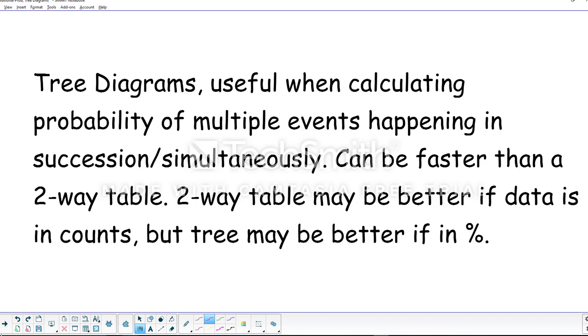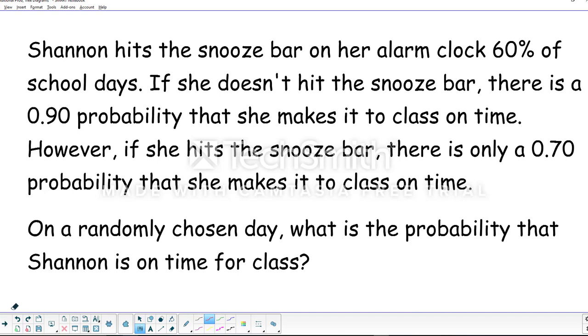Okay, so with these, we just want to think about this in a very logical, straightforward way. So let's try and do that and pay attention to the language that we use. The language is key to understanding tree diagrams. So let's take a look at this example. Shannon hits the snooze bar on her alarm clock 60% of school days. Today, I did not hit my snooze bar. Go me. Hopefully you didn't either.